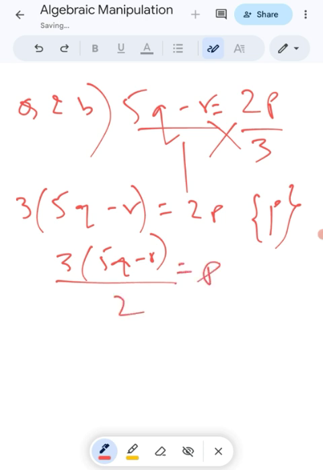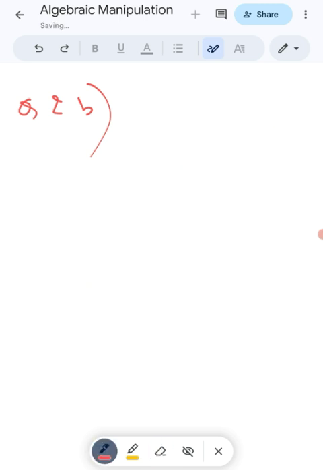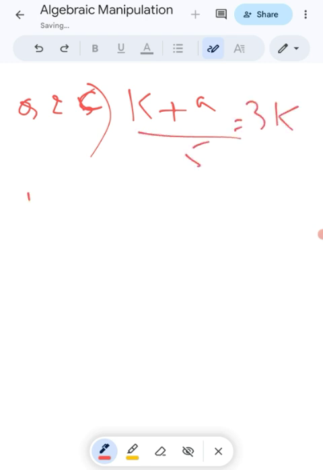Okay, moving on. Part C. It says that K plus A upon 5 is equals to 3K. So that becomes, and you have to make K as your subject.